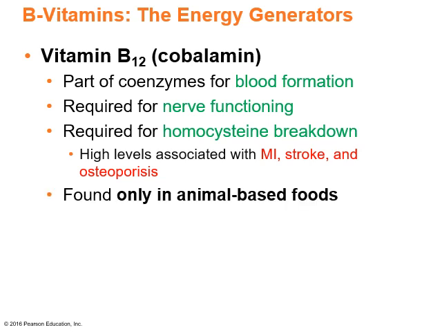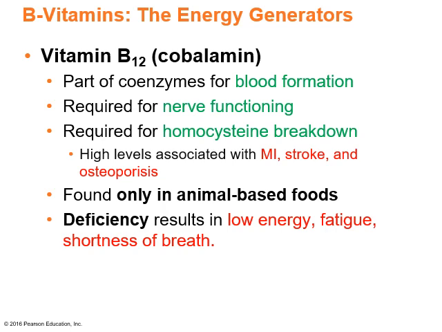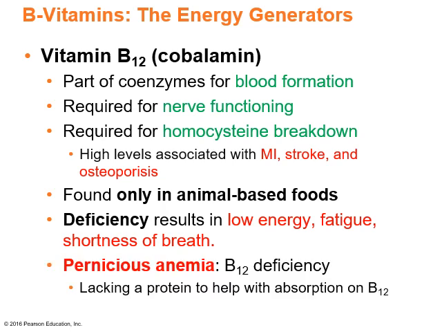This is found only in animal-based foods, so you can imagine that vegetarians might have a problem with obtaining enough B12. And results of deficiency here: low energy, fatigue, shortness of breath. Pernicious anemia, a B12 deficiency, is lacking a protein to help with the absorption of B12.